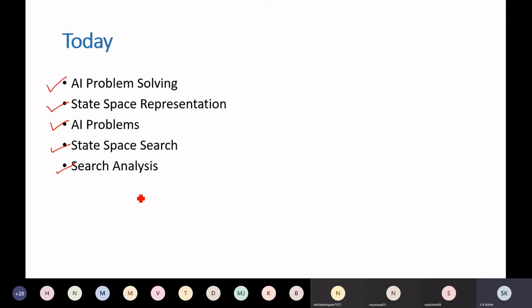In the last lecture we discussed what artificial intelligence is. We started with that, and finally completed that unit by discussing the different AI agents. And now we are going to start the next unit.